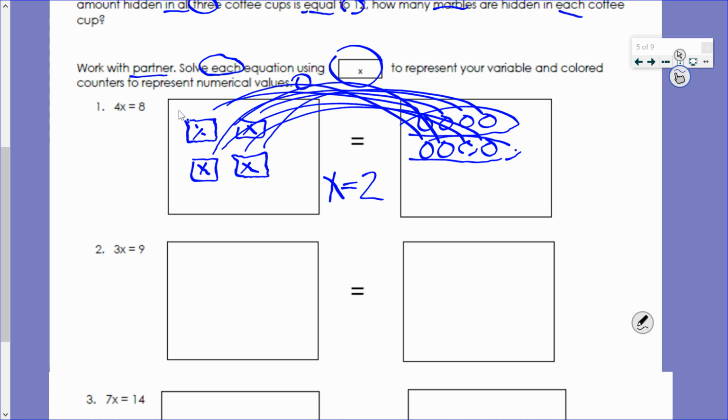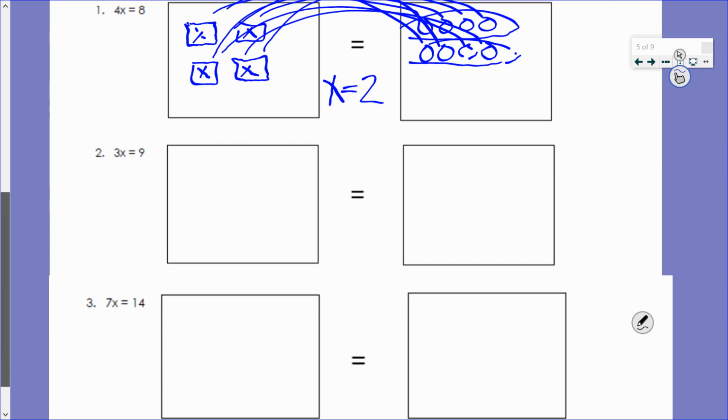Does it matter how you draw them out on the side? Because I did 4 rows of 2. That's fine. No, it just made my lines neater.